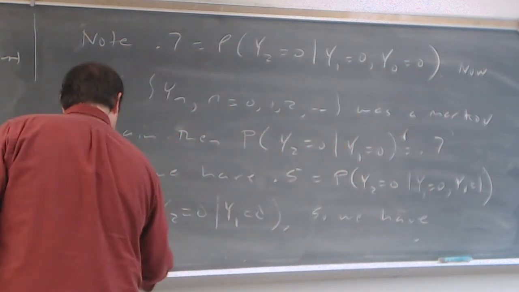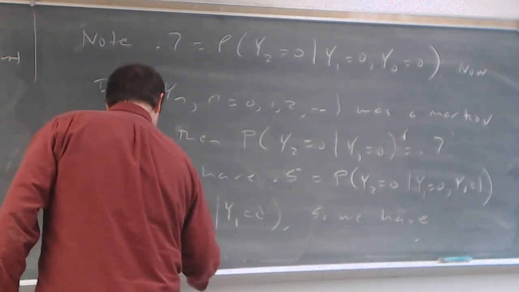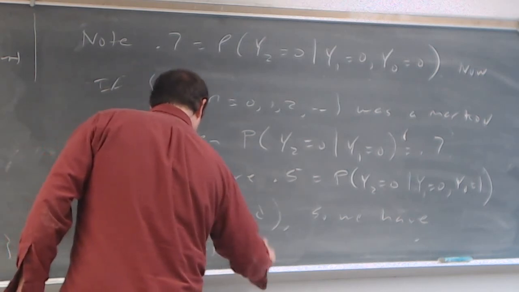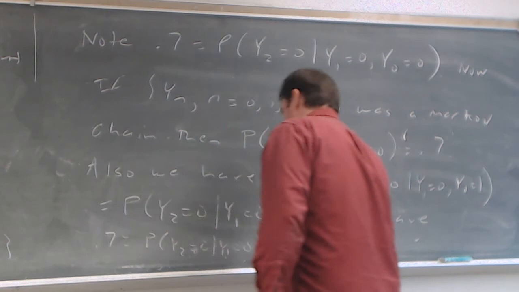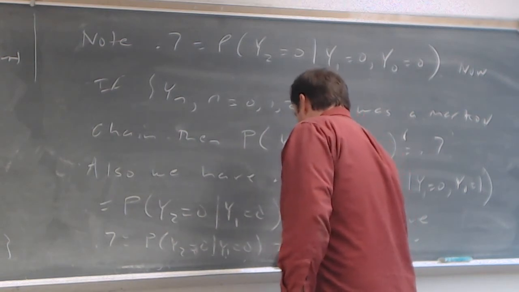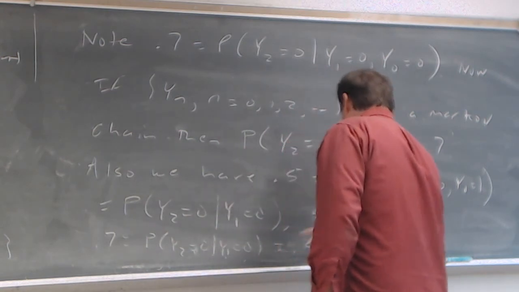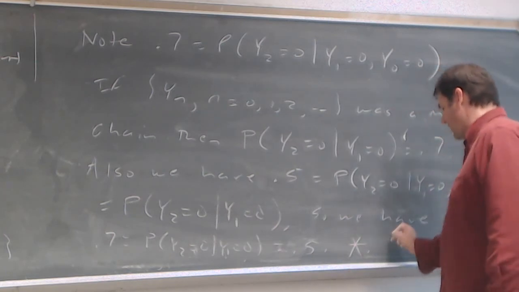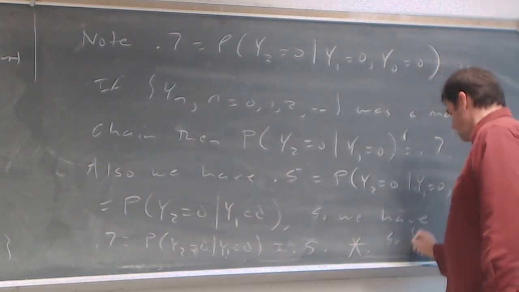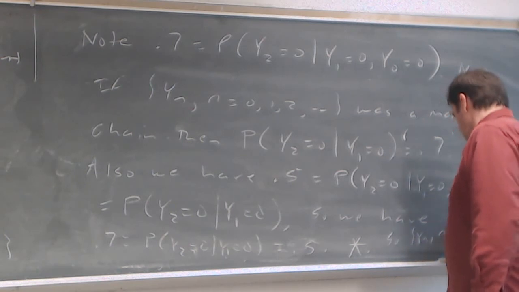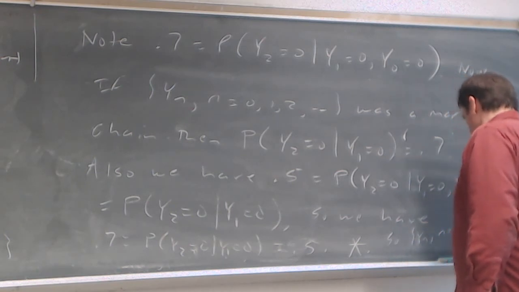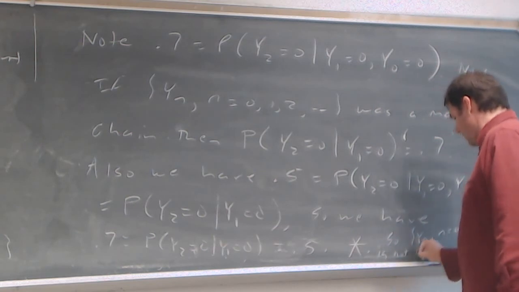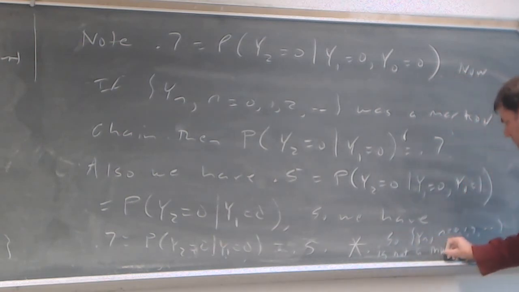So we have that 0.7 equals this probability, and it's also equal to 0.5. But it can only be one number. This is a number. That's a contradiction. So it can't be a Markov chain. It's not a Markov chain.